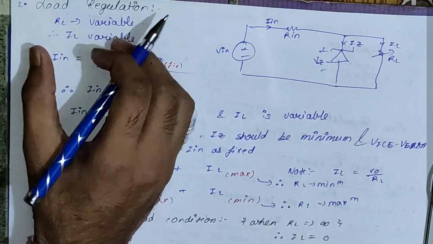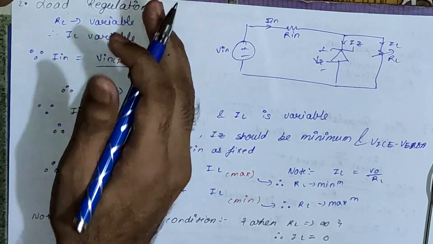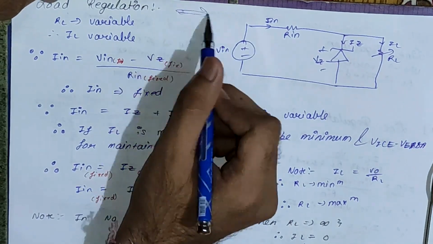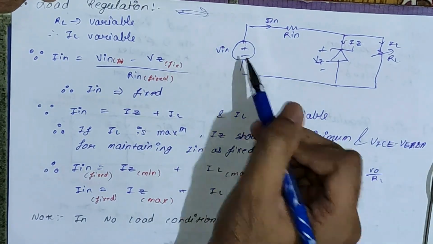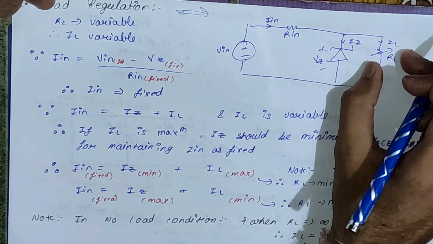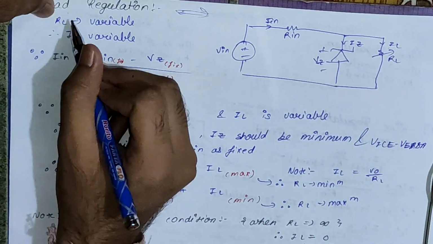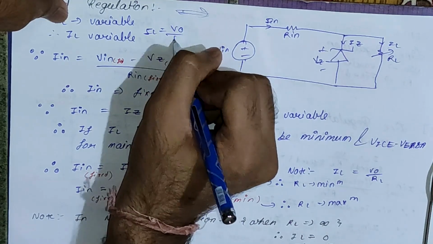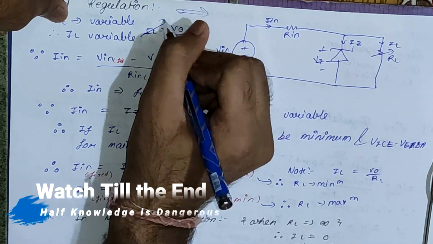Okay, now let's see load regulation. Load regulation means RL will be variable and input voltage will be fixed, and the circuit corresponding to that is this one. V in is fixed and only RL is variable. The arrow says that the element is variable. Since RL is variable, IL will be variable. Why? Because IL is nothing but VO by RL. So if RL is variable, IL is going to vary.